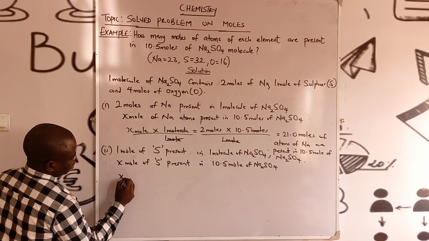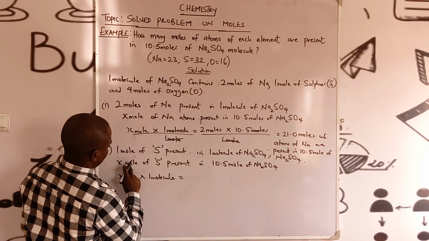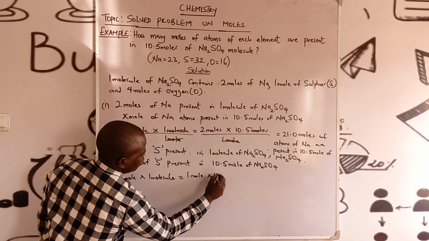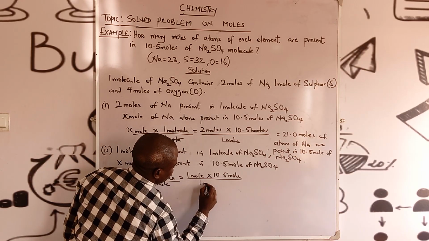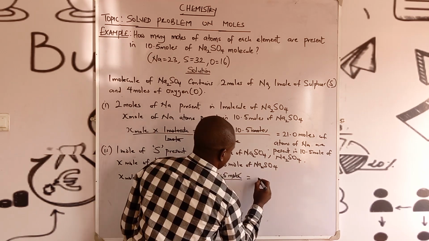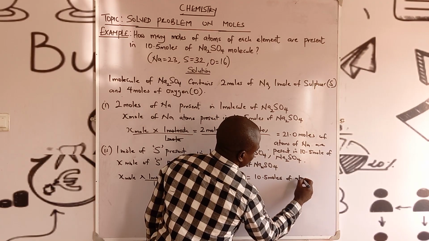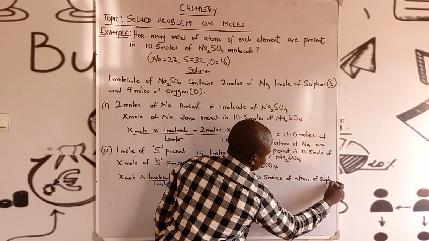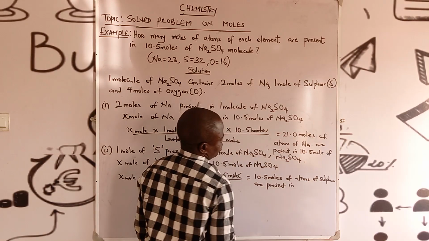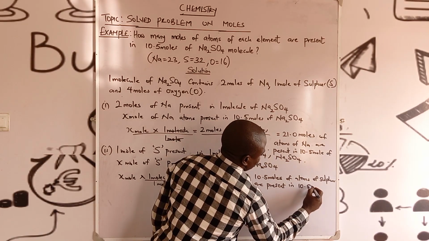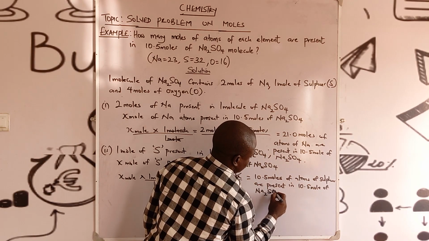Just cross multiply. X mole times 1 molecule equals 1 mole times 10.5 mole divided by 1 mole. 1 mole cancels out. 1 times 10.5 is 10.5 mole. So 10.5 moles of atoms of sulfur are present in 10.5 mole of sodium tetraoxosulphate 6.